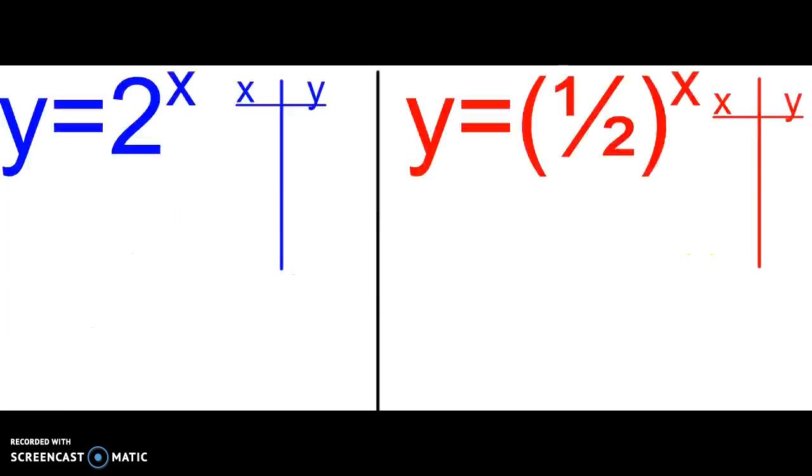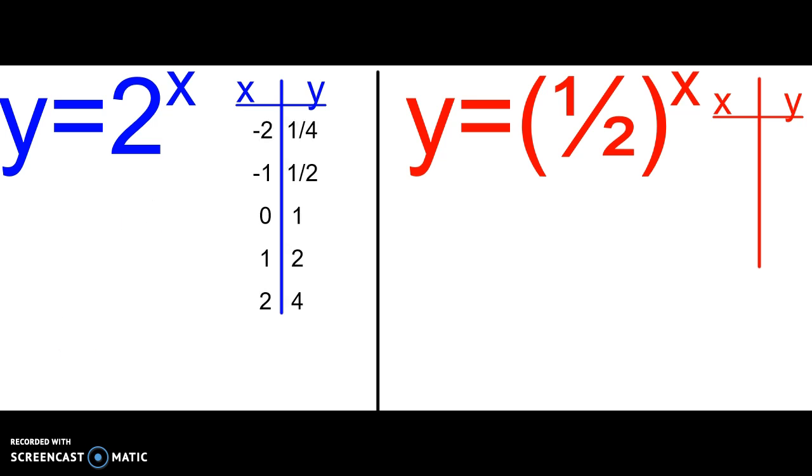Okay, so now let's talk about graphing exponential functions. And really, as long as you have an understanding of what that power is, what that exponent is, then this is going to be easy to do. Just make a chart. If you forget what the parent function looks like, you can always go to a chart.